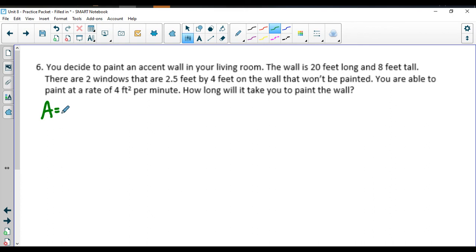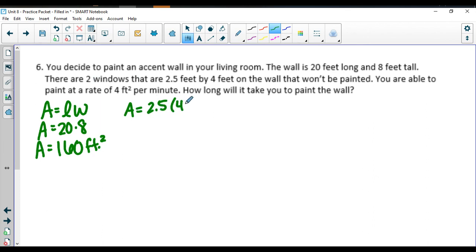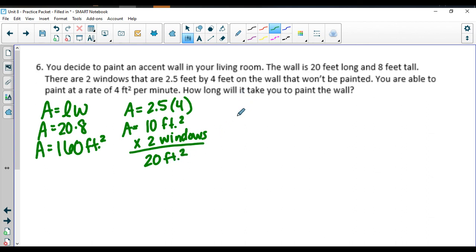So we have to figure out our area first, length times width, which is 20 times 8. So our area is 160 square feet. The windows are 2.5 feet by 4 feet. So I'm going to multiply 2.5 times 4, which will give me 10 square feet. That's for one window, so I'm multiplying by 2 windows. So that's going to give me 20 square feet that I do not have to paint. So my overall area needed to be painted is 160 minus 20, which will give me 140 square feet.